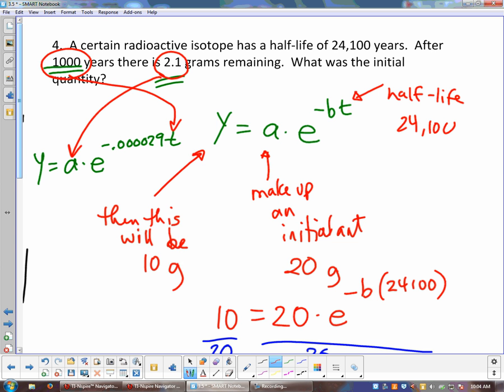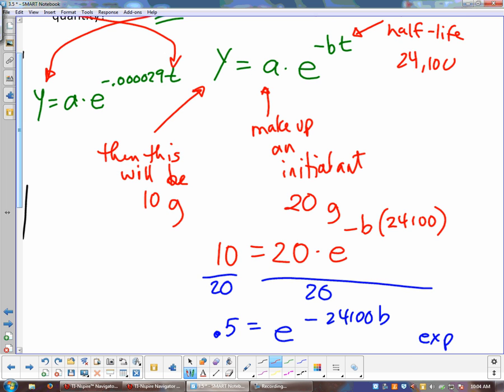Why would 2.1 be y? All right, it's the amount remaining, so let's plug the 2.1 in for y, because we don't know the initial amount. We're asked to find the initial amount, and the initial amount is a. So our equation is going to be 2.1 equals a times e to the negative 0.000029 times 1,000.